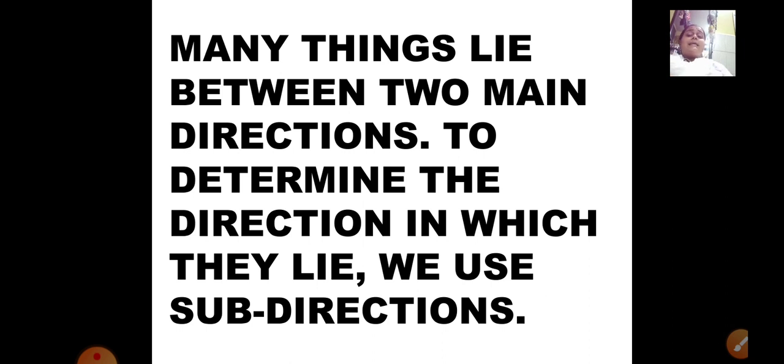Now many things lie between two main directions. Many things means there is a variety of things in our nature, on earth. So there are so many things which lie between these two main directions. To determine the direction in which they lie, we use sub-directions. The four main directions will tell you, but to know the exact location of a particular place or a thing, we need sub-directions too.